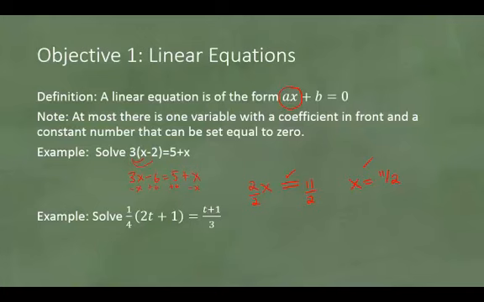Here we're trying to solve for 1/4 times 2t plus 1 is equal to t plus 1 over 3. Right? The easiest thing to do is get rid of the 4 and the 3 in the bottom. So that way you're working with a linear equation, just one line. So we're going to multiply by 4 and by 3. In other words, we're going to multiply by 12 to both sides.